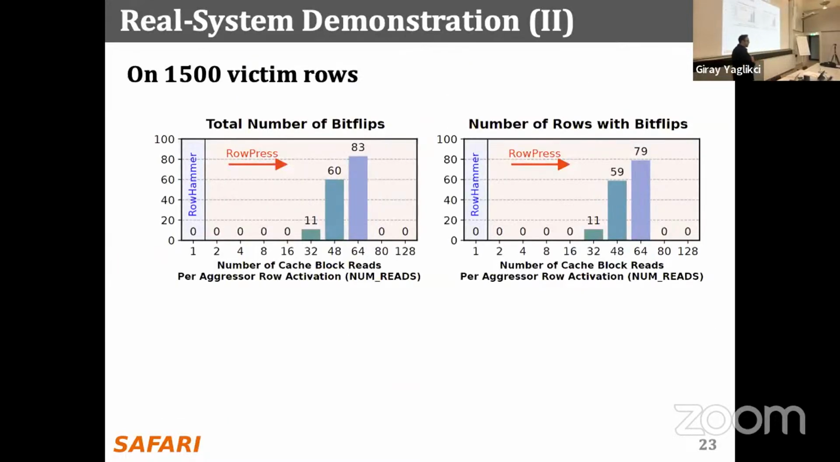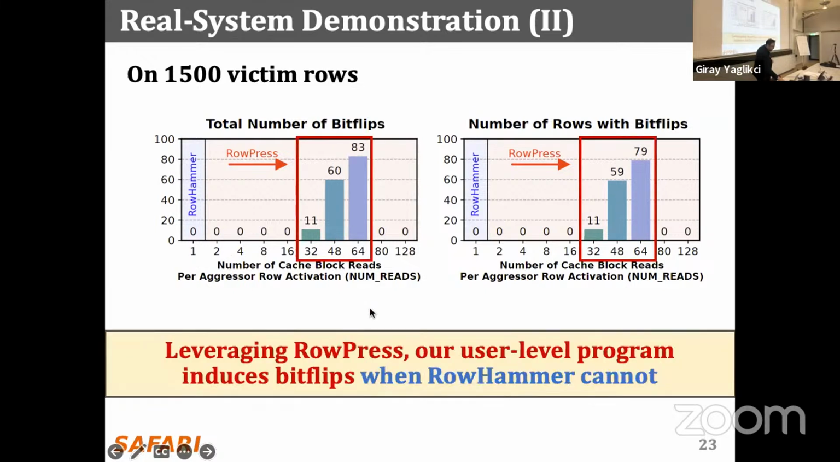And we have a test on 1500 victim rows that shows that as we increase the number of cache block reads, we can actually start seeing some bit flips that we would not see before. On the x-axis, you see the number of cache blocks that we read, and on the y-axis, it's the total number of bit flips. As you go from left to right, first you don't have any bit flips, and then after some point you start seeing bit flips. Basically, leveraging RowPress, our system induces bit flips that you cannot flip using RowHammer.